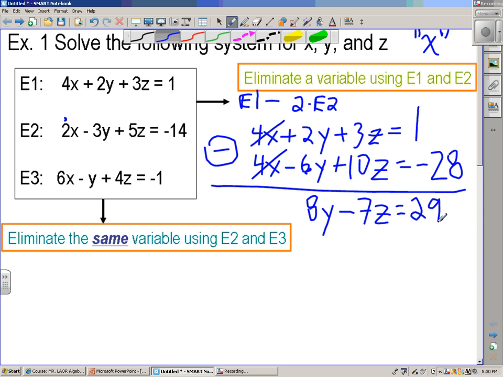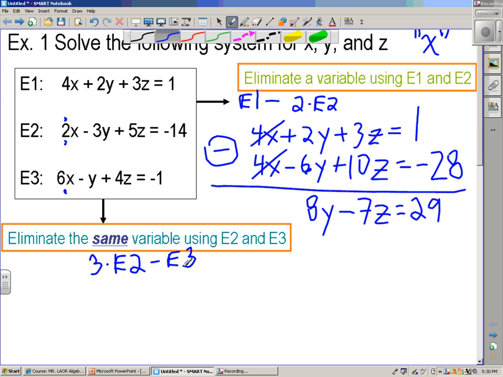So now let's follow the same strategy. Let's eliminate x using equation 2 and equation 3. Now notice if I take equation 2, which has a coefficient of 2, and multiply it by 3, I'll get matching coefficients with equation 3, where they would both be 6. So I'm going to outline that strategy here. If I take equation 2 and multiply it by 3, I'll then be able to subtract. Let's see how that looks.